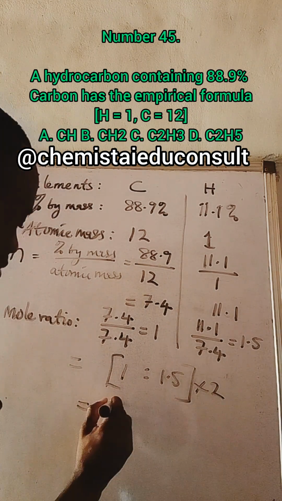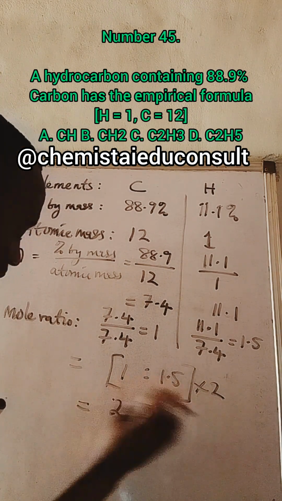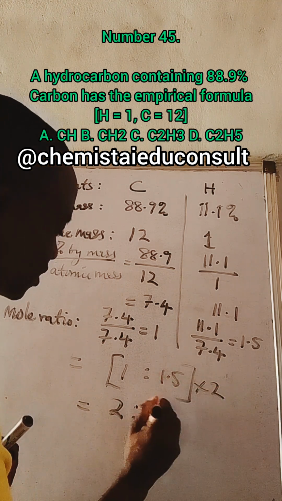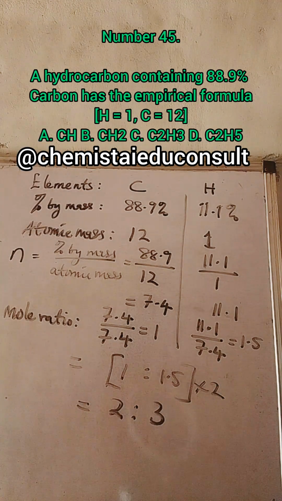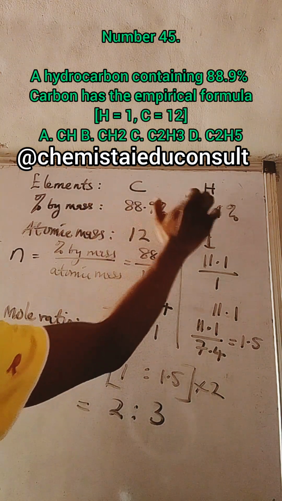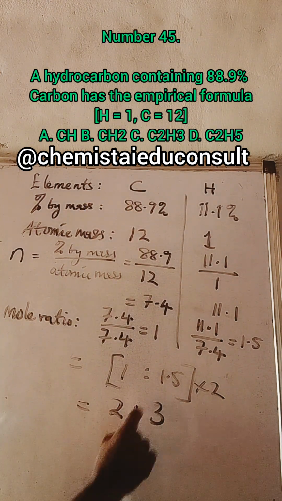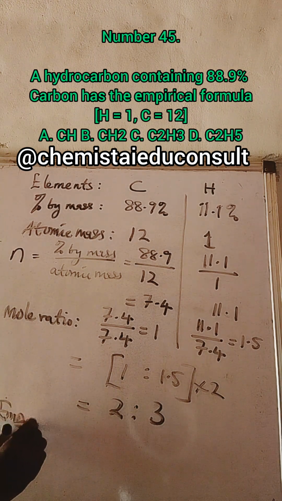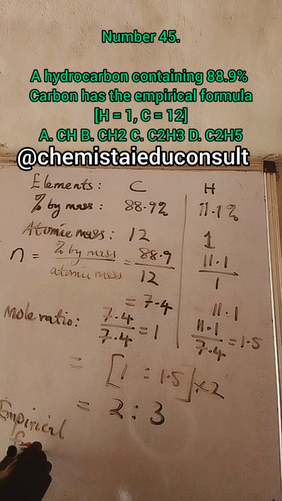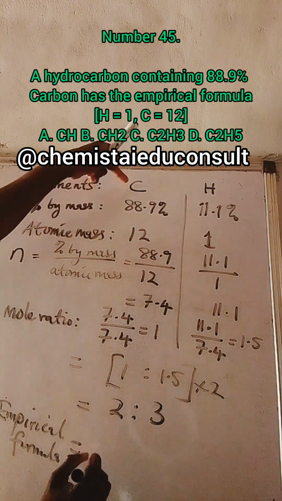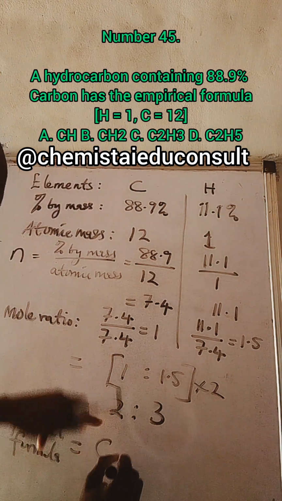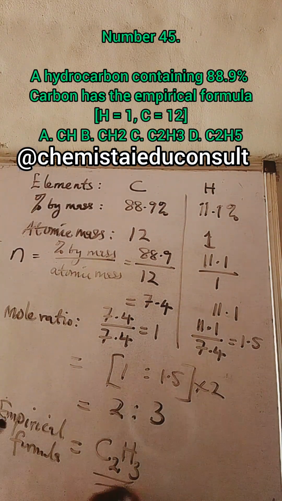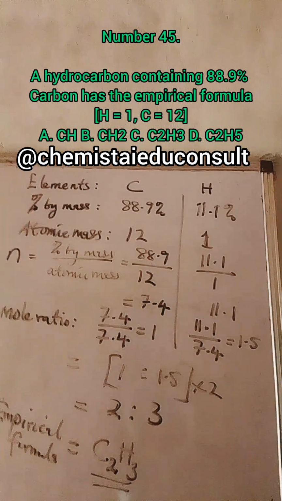1 times 2 is 2. 1.5 times 2 is 3. Therefore, the ratio of carbon to hydrogen is 2:3. Empirical formula will now give us C2H3. And that is the empirical formula of that compound.